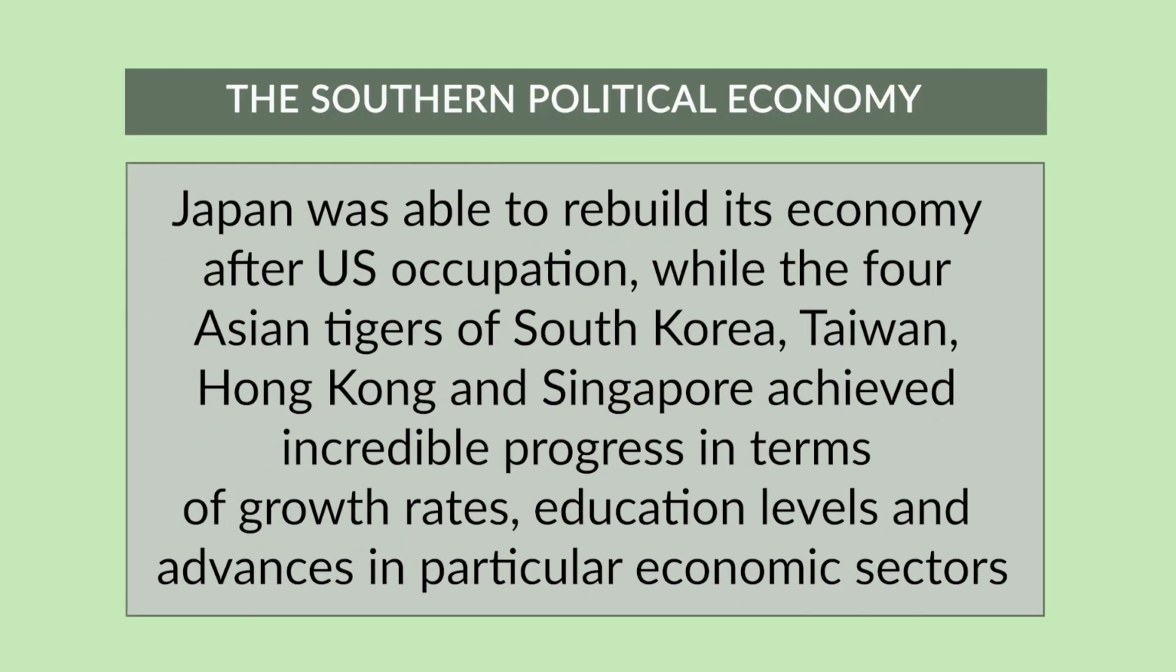Japan, one of these foremost states, was able to rebuild its economy after US occupation, while the four Asian tigers, South Korea, Taiwan, Hong Kong and Singapore, achieved incredible progress in terms of growth rate, education levels and infrastructural development. The rise of these new centers of economic power in Asia and the oil-producing states in the 1970s was so dramatic that some analysts in the US feared that American domination or hegemony was on the decline.